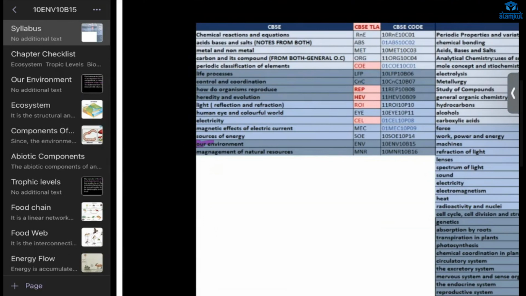Any doubt? This chapter, it's not coming, right? Management of natural resources.